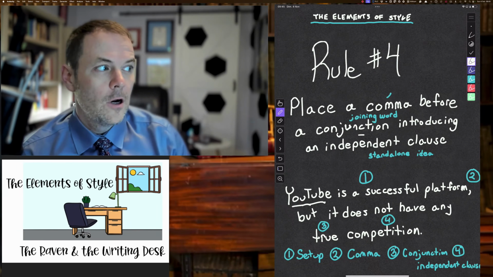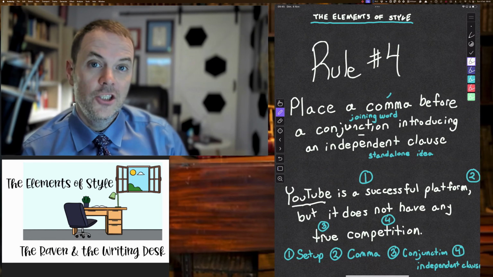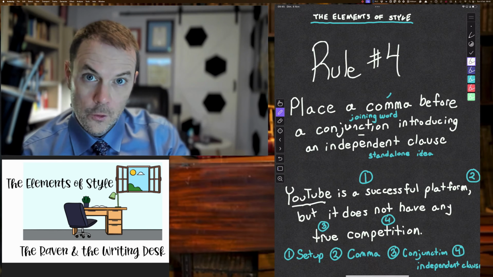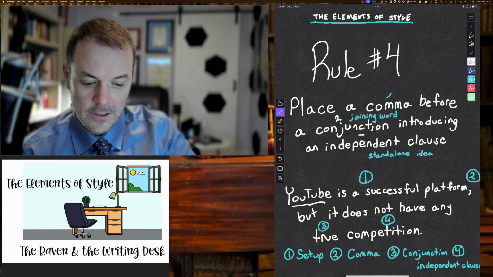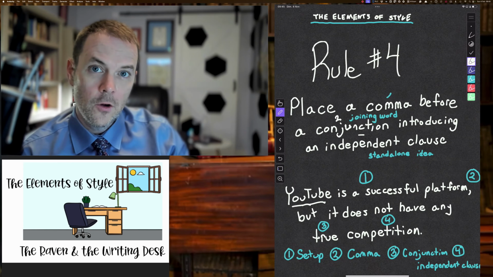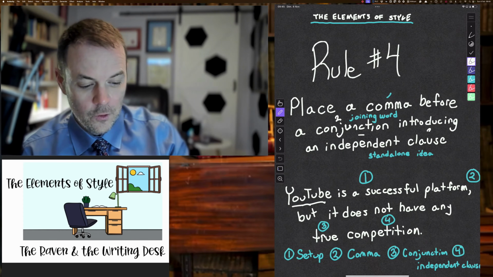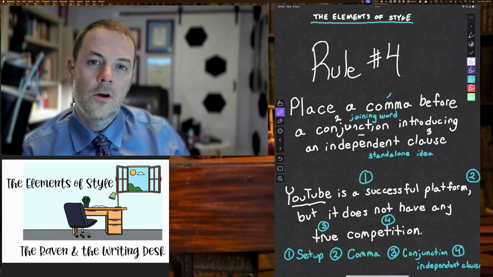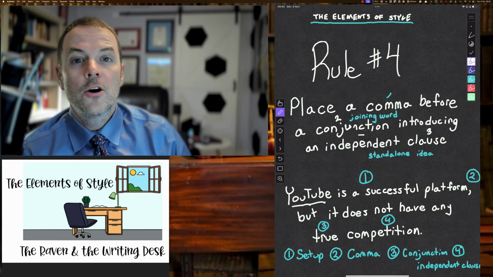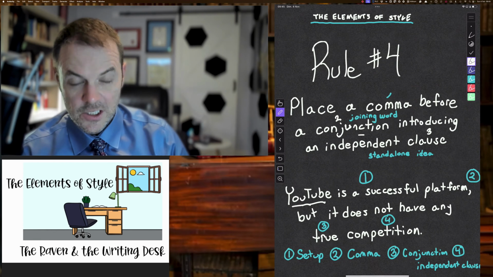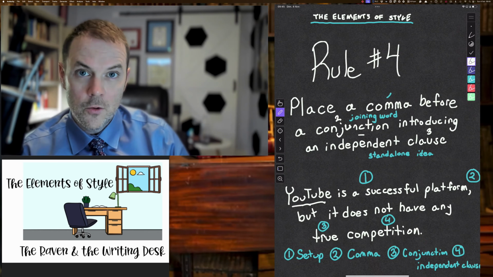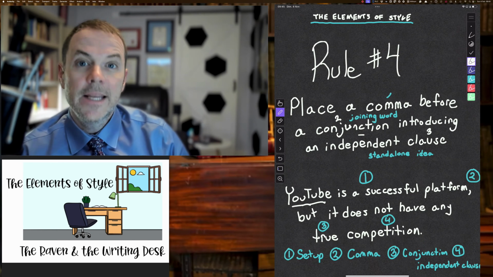Rule number 4: place a comma before a conjunction introducing an independent clause. You'll remember from rule number 2, I'll put another 2 here, that a conjunction is a joining word. We also talked about clauses in passing in rule number 3. I said that a clause is an idea, and I think that's a good definition. A group of words come together to form a clause. If those words form an idea that can stand on its own, it's an independent clause.